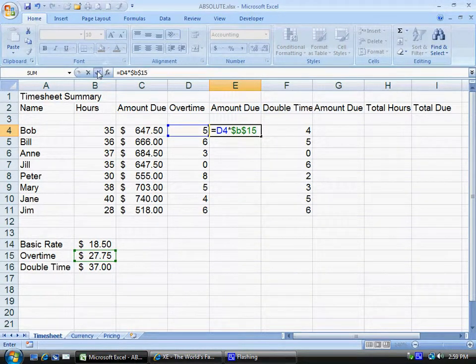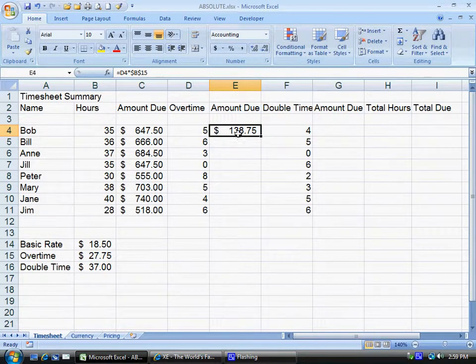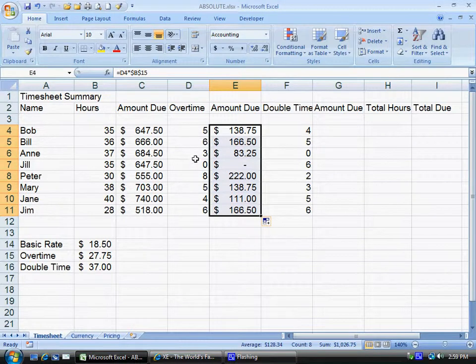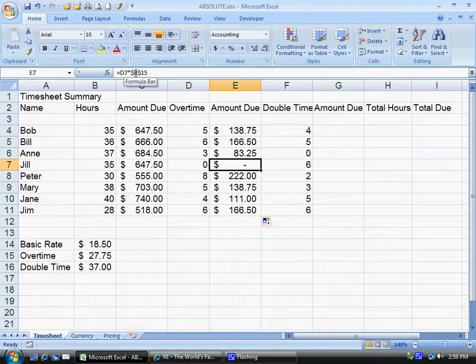Again, when we hit the tick or hit the enter key, we get an answer of $138.75. It's D4, the number of hours he worked, times $B$15, the overtime rate. And as we fill it down, people who work more overtime get more money, people who work less overtime will get less money. And Jill, who worked no overtime, gets no money, but she still has the right formula. It doesn't matter how far down it fills, it will keep looking at B15.